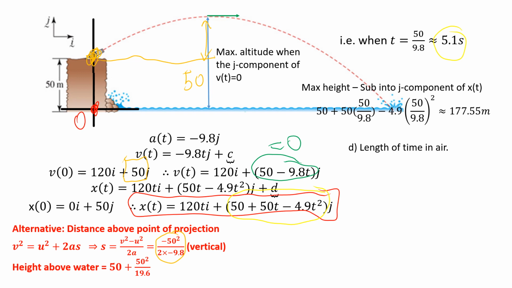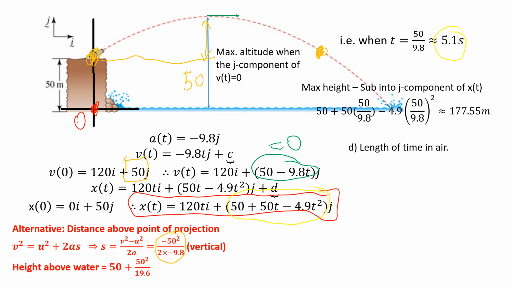Okay, length of time it's in the air. So it's not simply double the time it took to reach its maximum height. Why not? Because that, in fact, would give us the time it takes to return to the point of projection. So it takes double 5.1, 10.2 seconds to get to that, but of course it doesn't cater for the fact that it's got a further distance to travel before it plummets into the water. This is where vector calculus can be friendlier for you if you'd like.